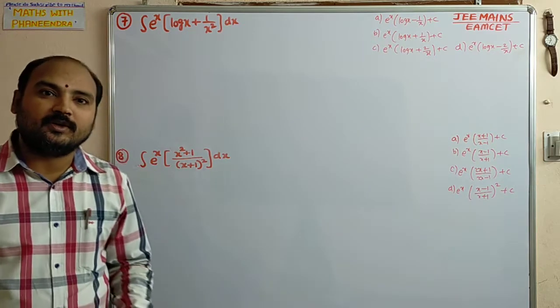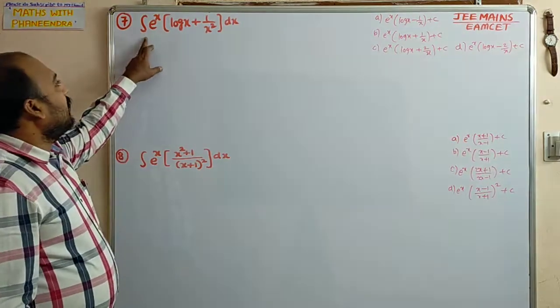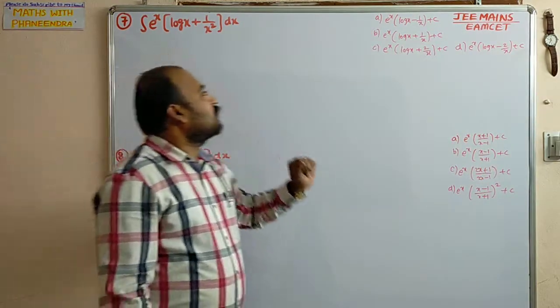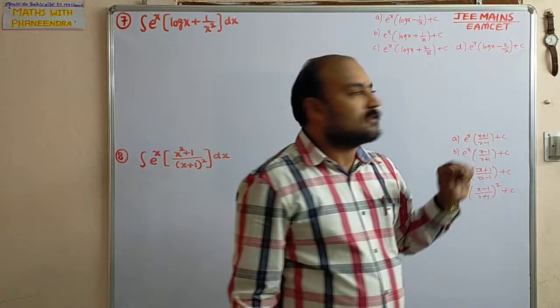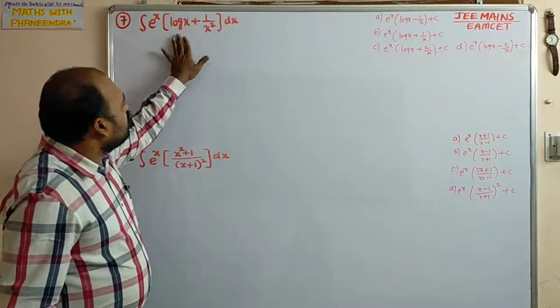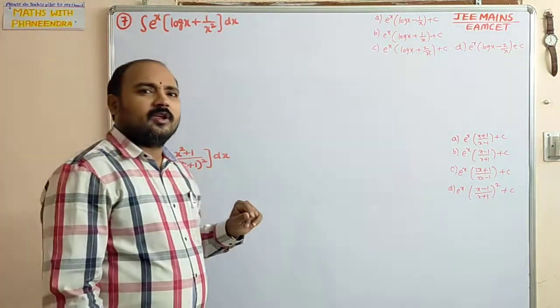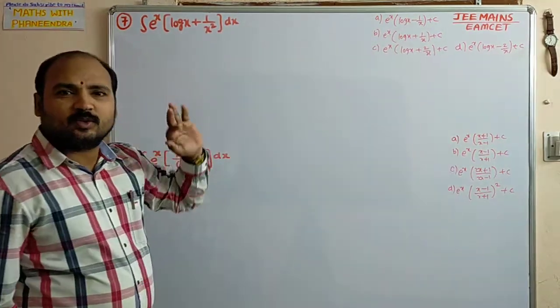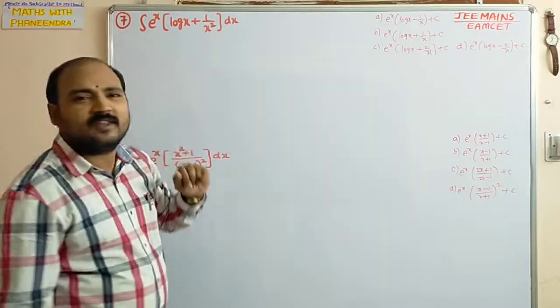The next question. Integral e power x into log x plus 1 by x square into dx. These are the options. See here, among these two functions, if you consider f of x is log x, whose derivative is 1 by x, but 1 by x is not there here.